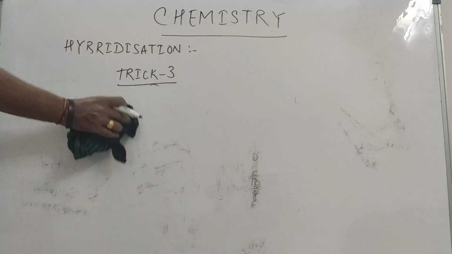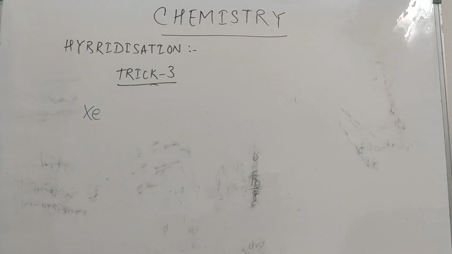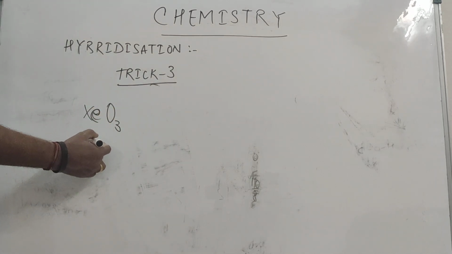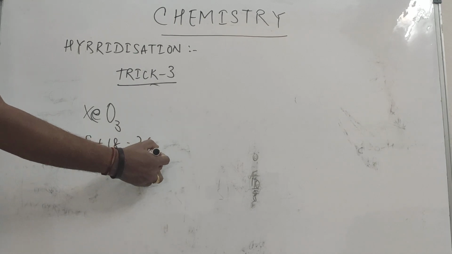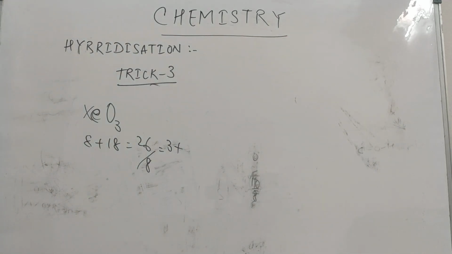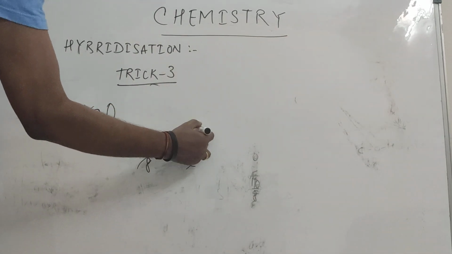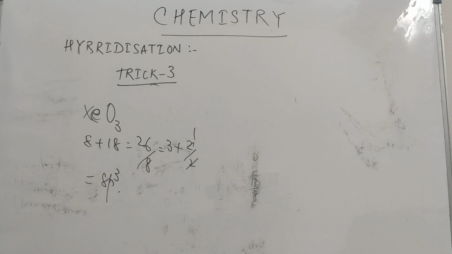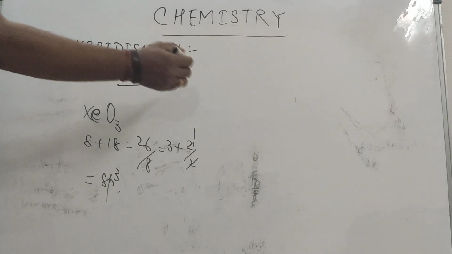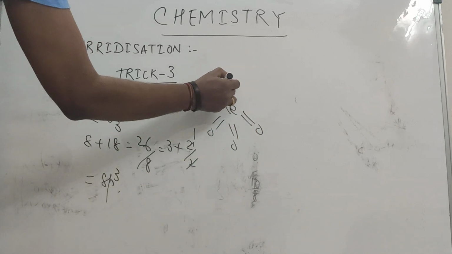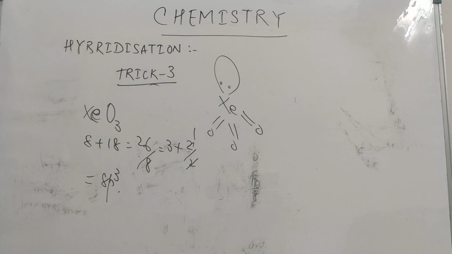Suppose we want to find out the hybridization of XeO3. It is 8 and 6 threes are 18, that is 26. 26 divided by 8 is 3, 8 threes are 24, and then 2 remainder, 2 will be divided by 2 to give 1. So the hybridization is sp3, and it is pyramidal because it has a lone pair. So the shape will be pyramidal. It has 1 lone pair and 3 bond pairs.